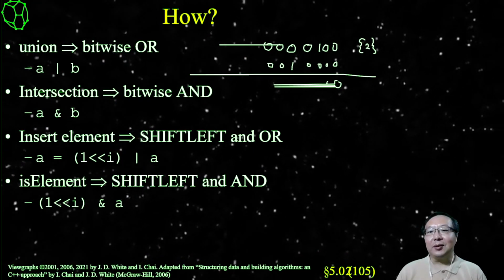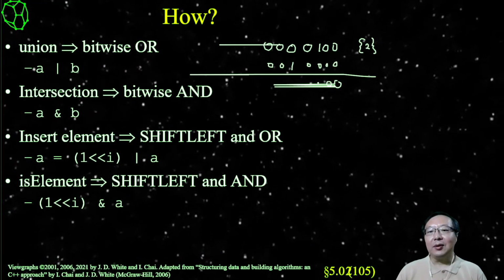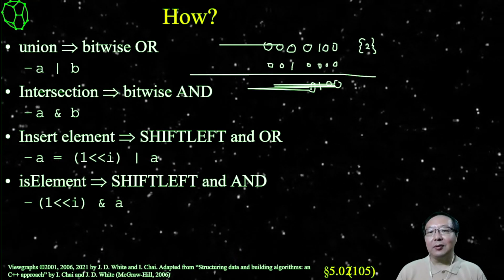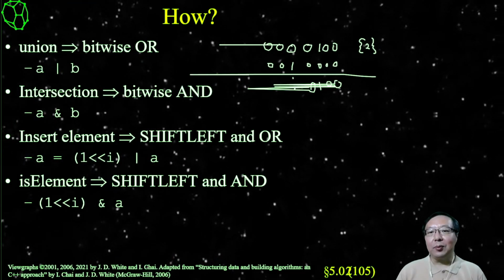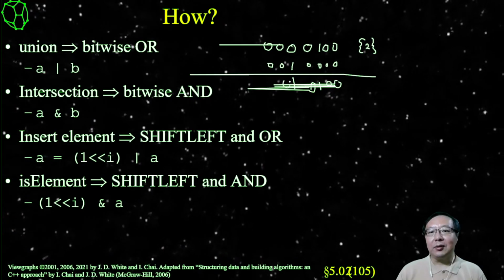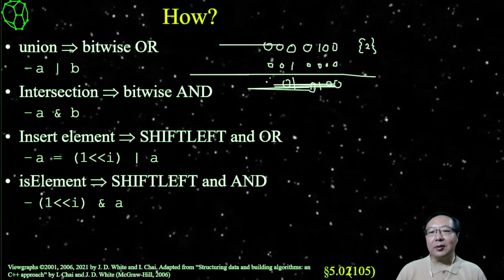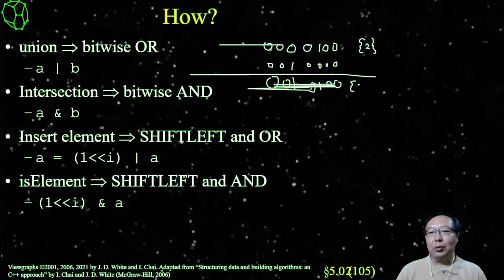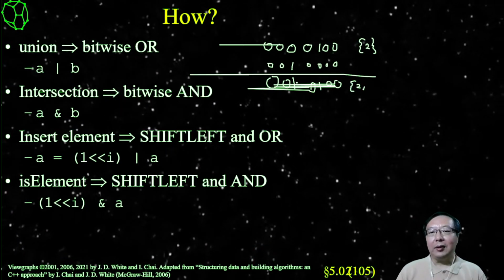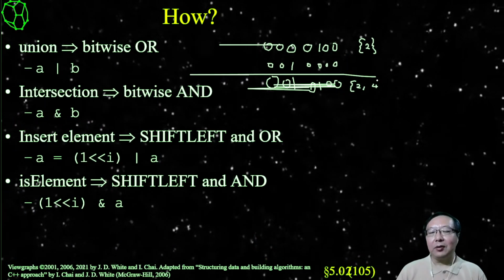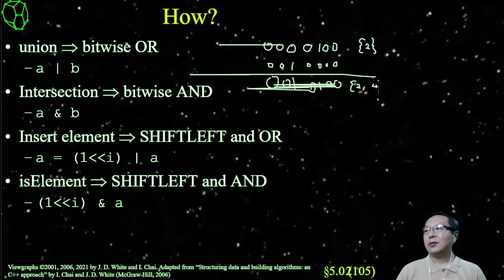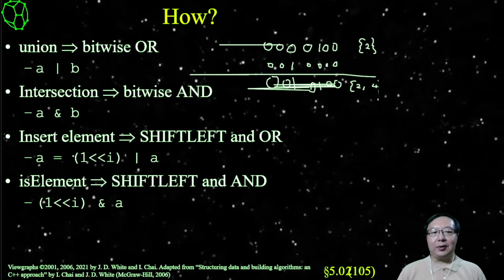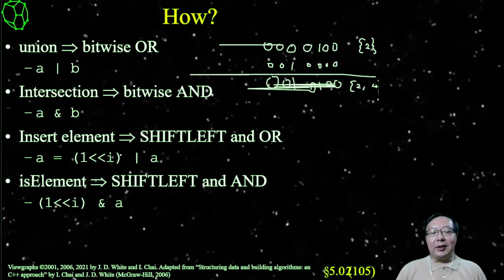This or this is 0, this or this is 0, this or this is 1, this or this is 0, this or this is 1, this or this is 0, and this or this is 0. So we have 2 and 4. Okay? So our set contains 2 and 4. So that's how insert element works.